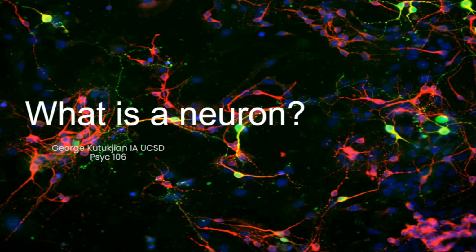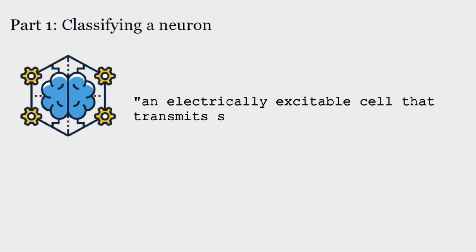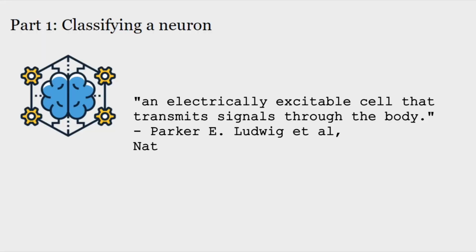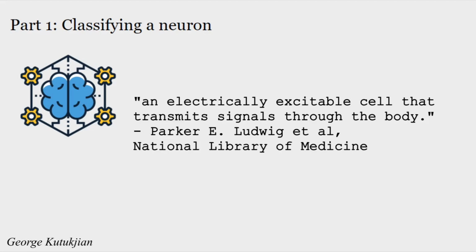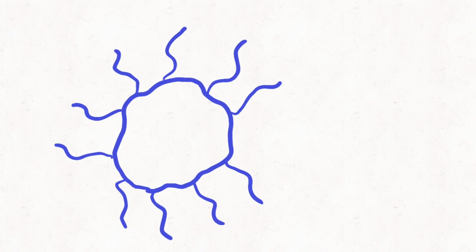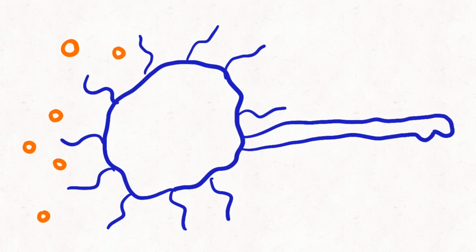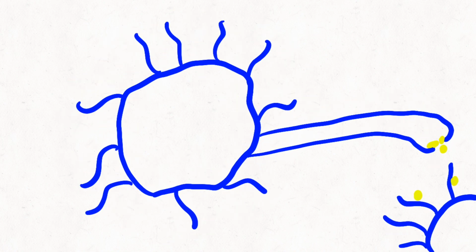I'm your IA for Psych 106, and in today's video we're going to be reviewing the structure and function of a neuron. This might be a review for some of you guys, so please bear with me. But starting off with the basic definition of what a neuron is: an electrically excitable cell that transmits signals through the body. So this is just basically saying that a neuron, which is also referred to as a brain cell or a nerve cell, is a fundamental cell in our body that's used to communicate both electrical and chemical signals throughout our central nervous system and peripheral nervous system.